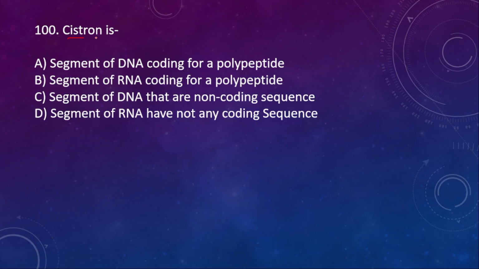100th one, cistron. And then last question of today's session. We will be continuing in the next part, part B, because this is a big chapter, as I said, and very interesting chapter also. So I made it 2 parts. Okay. Cistron is A. A segment of DNA coding for a polypeptide. B. Segment of RNA coding for a polypeptide. C. Segment of DNA that are non-coding sequence. And then D. Sequence of RNA that is not any coding sequence. Here the right option is option A. It's a segment of DNA coding for a polypeptide.